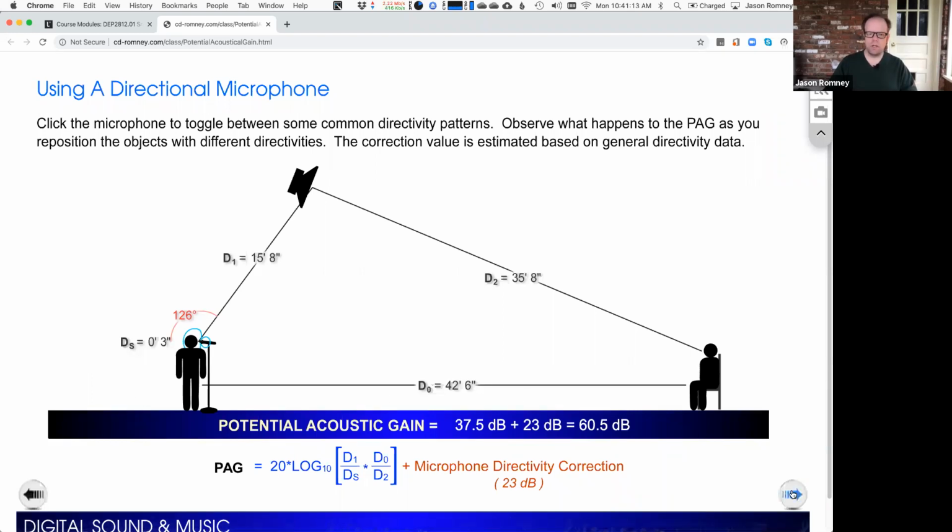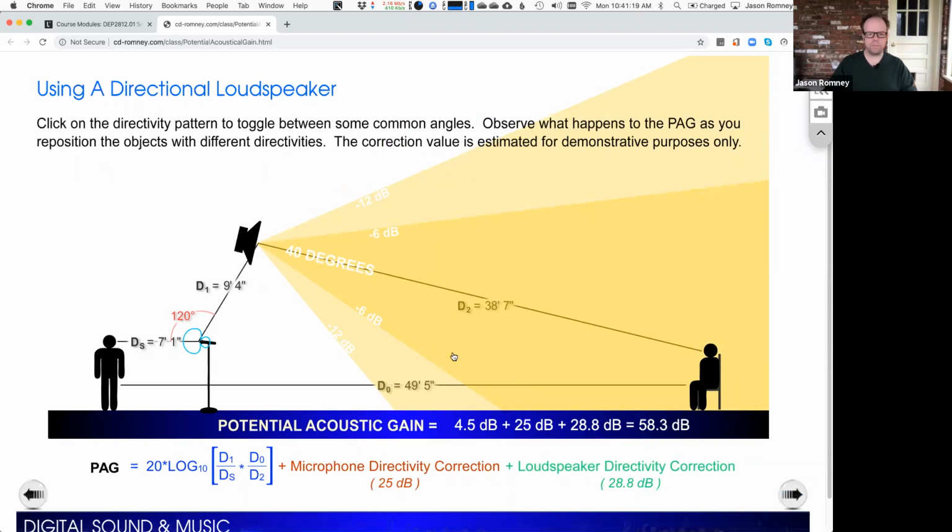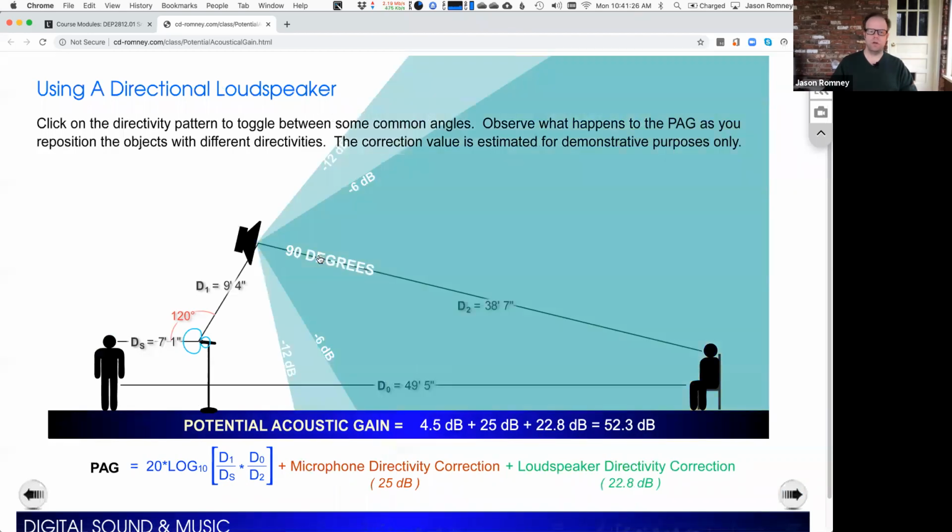Now there's another scenario where you could use directional loudspeakers, okay? Here we were assuming the loudspeaker was omnidirectional, but what if we can get a more directional one? So here with a 90-degree loudspeaker in this scenario, I am still using the hypercardioid microphone, but with a 90-degree loudspeaker, I'm able to get 52 dB of gain. Whereas if I went back to the omnidirectional loudspeaker, I get an extra 22 dB of gain by having a directional loudspeaker as compared to omnidirectional.